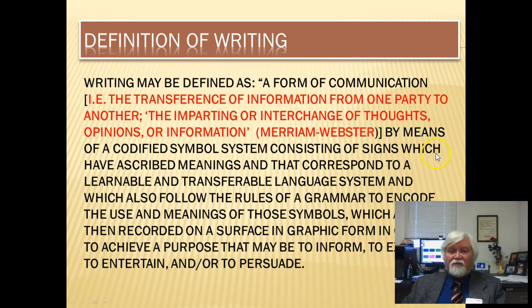This system consists of signs that have meanings already given to them. They're ascribed meanings, and the signs correspond to a learnable, transferable language system. We have to be able to take that language system, that symbol system, the signs, and be able to teach other people how to understand those. Hence, learnable and transferable. It follows the rules of a grammar, which means there are going to be very specific usage of these signs, these symbols, that encode the use and meanings of the symbols, which are then recorded on a surface in a graphic form in order to achieve a purpose. And that purpose takes a number of different shapes: informing, expressing, entertaining, persuading, or arguing an idea.